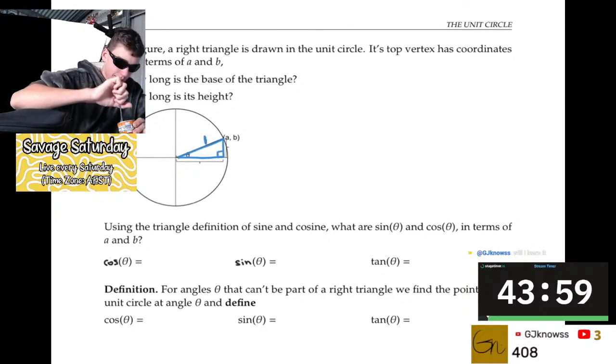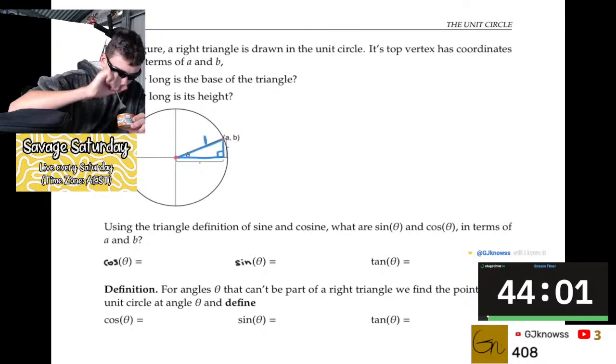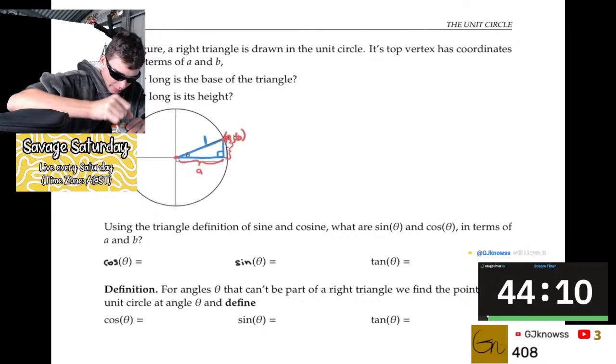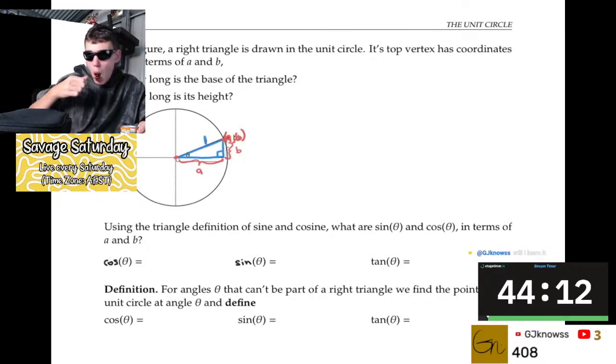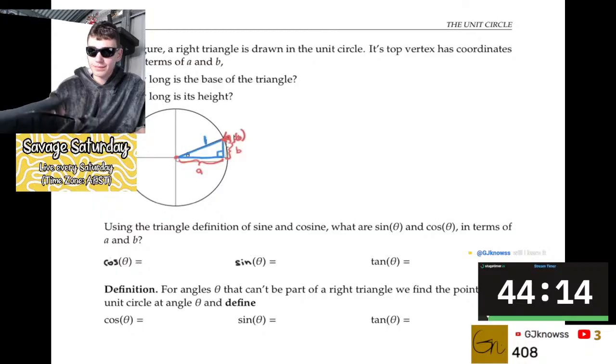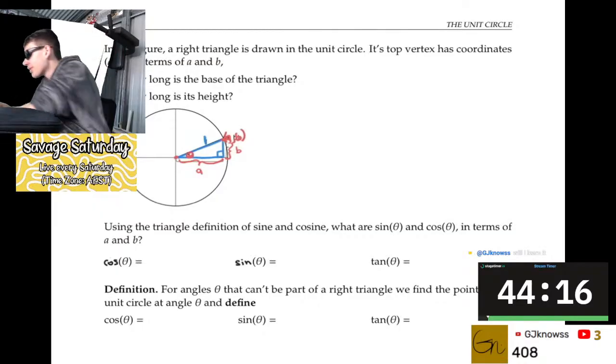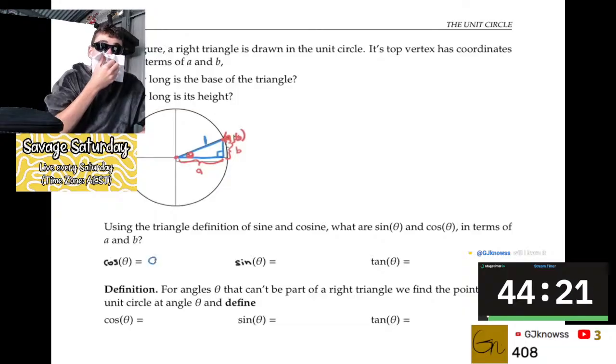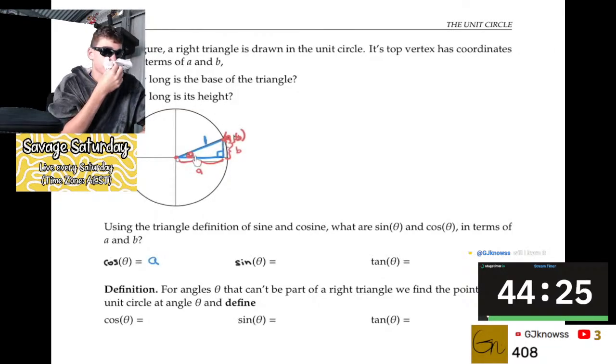One vertex of the right triangle is at the origin, another vertex of the right triangle is at the edge of the circle. I'm going to call the coordinates of that vertex (a, b). Now the base of this right triangle has length a, the x-coordinate, and the height of the right triangle is b, the y-coordinate. If I use the right triangle definition of sine and cosine of theta, this right here is the angle theta, then cosine of theta is adjacent over hypotenuse. So that's a over 1, or a. Notice that a also represents the x-coordinate of this point on the unit circle at angle theta from the x-axis.